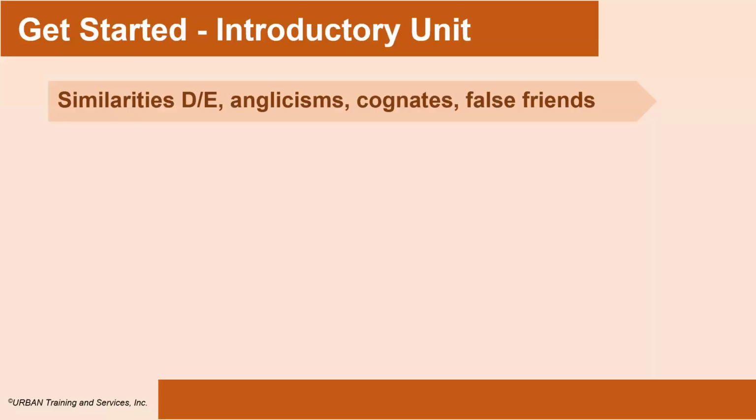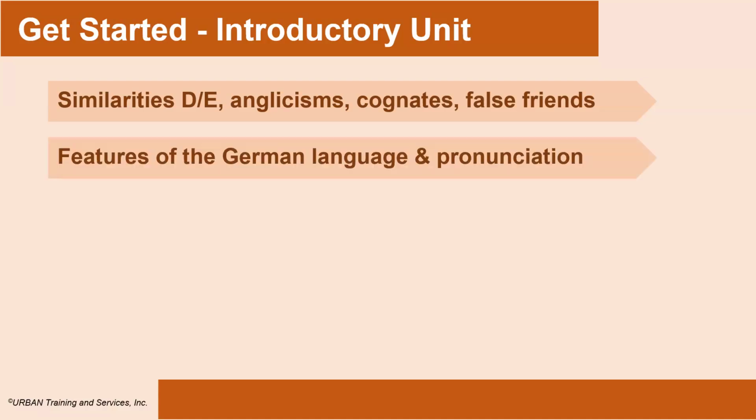In my introductory unit to German, I mainly talk about similarities of German and English, anglicisms, cognates, false friends, like I showed you in part 1 of this video. I also introduce people to the features of the German language and to pronunciation. I'll do a little bit more about pronunciation in this video just to give you an idea what else there is that you can learn about pronunciation. Of course, my introductory unit is much more detailed. It consists of 2 videos that are each 1 hour long, so there's a lot more to it. This is just a taster of what's in the introductory unit.